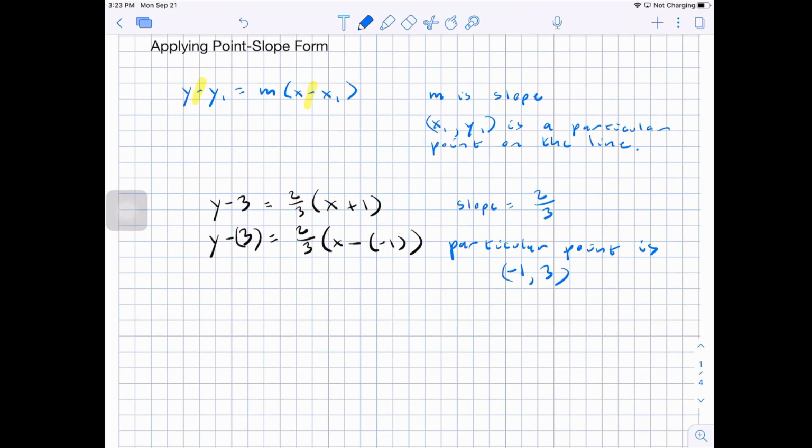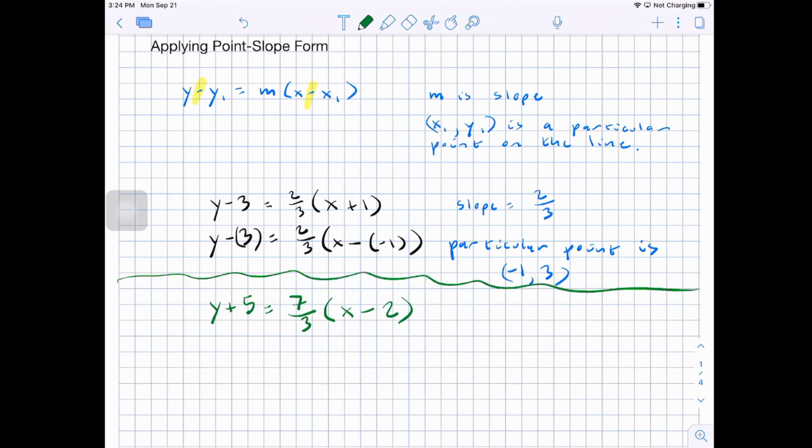Okay, let's do one. So let's say I gave you another equation. y plus 5 equals 7/3 times, let's say, x minus 2. For this one, you should be looking over here. This is the slope, so the slope equals 7/3.